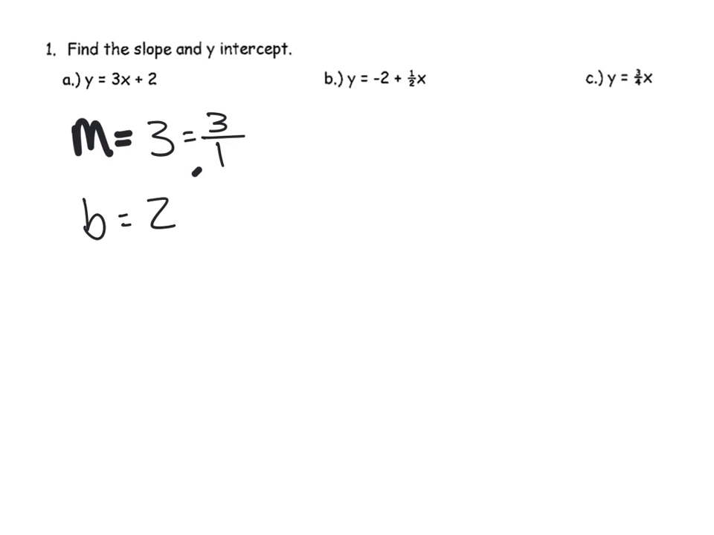Okay. And for 1B, what's our slope? One half. So, one half, and what's our B? Okay. Joseph, what is our slope for C? Our slope for C. 3/4. Okay.